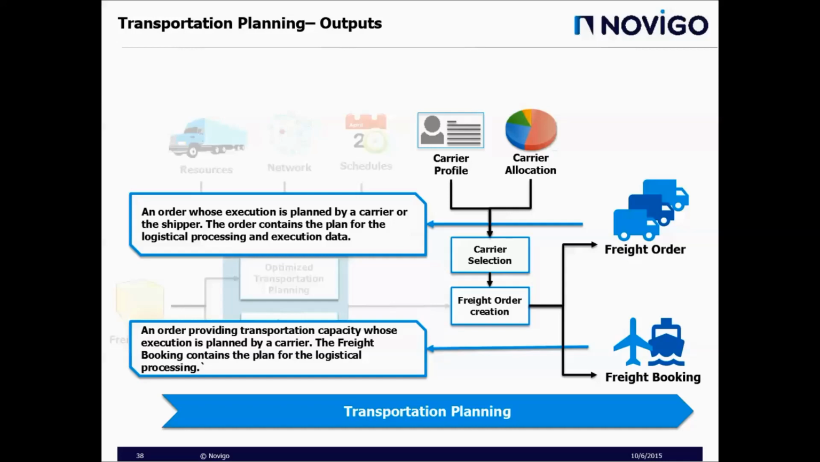The major difference between freight order and freight booking is the mode of transportation. Basically, if we use planes and ships for our transportation, we call that object freight booking. If we use trucks and trains, we call it freight order. As you can see, we can also have the carrier selection while creating freight orders and freight bookings. If we do this, there is no need for doing tendering and subcontracting in the next steps. While doing carrier selection, the system takes some factors like carrier profile and carrier allocation into account.